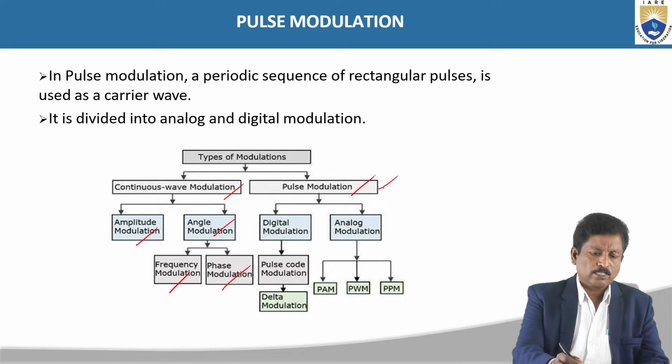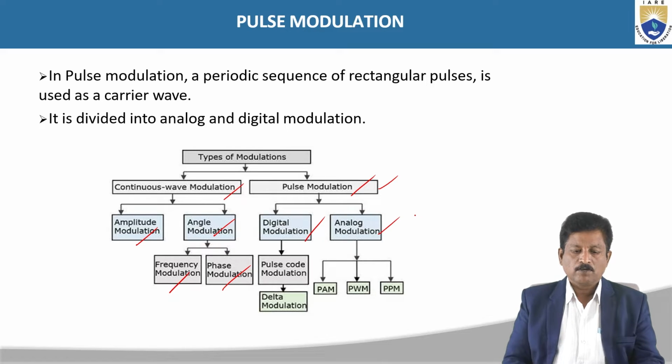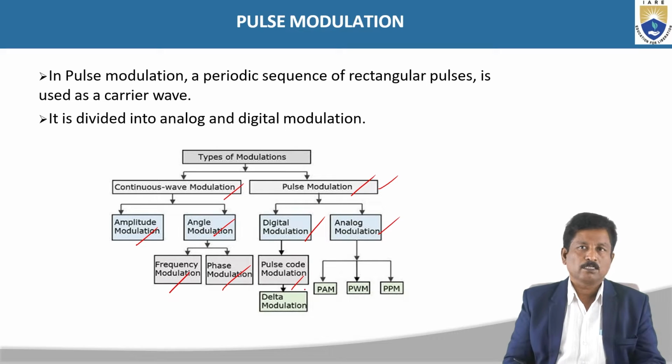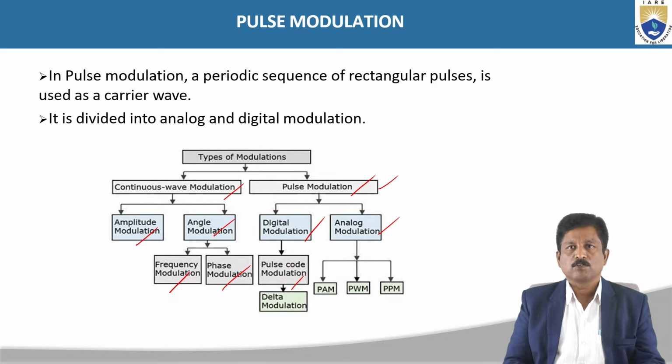Then coming to the pulse modulation, again we have two classifications. One is the digital modulation, another one is the analog modulation. Under digital modulation, we perform the modulation completely in terms of codes, pulse codes. That is, the complete modulation is taken in terms of binary codes, that is zeros and ones only. The best example for digital modulation is pulse code modulation, PCM.